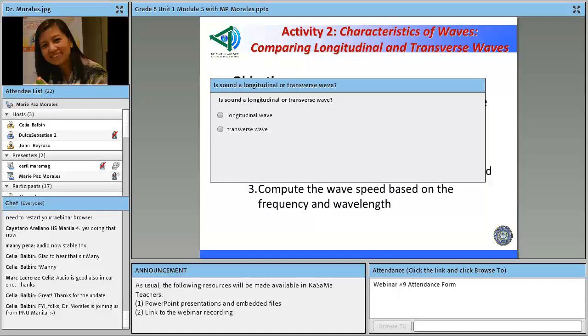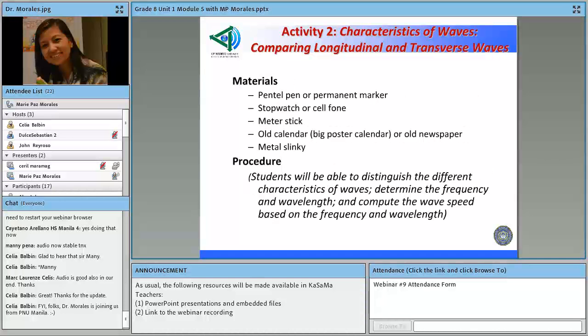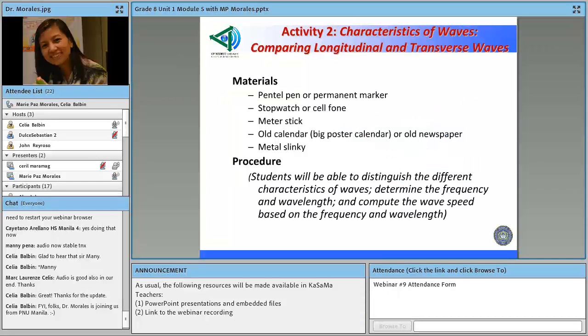Okay, so moving on, activity number 2. We would want our students to distinguish the different characteristics of waves, frequency, wavelength, and compute wave speed. All of these characteristics were already taken in grade 7, so at least they are familiar with them. Okay, these are the different materials.